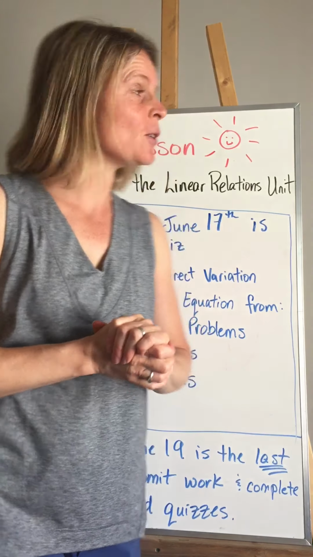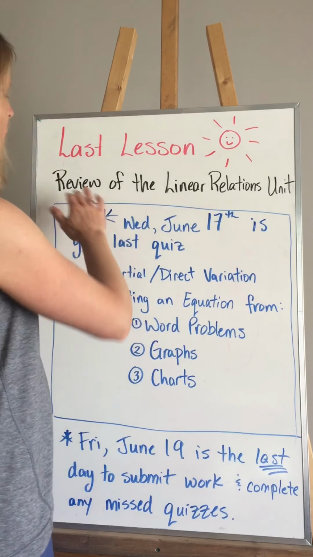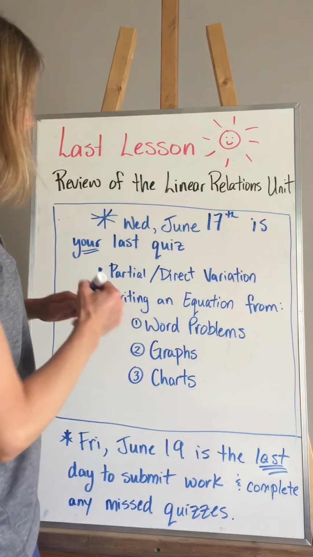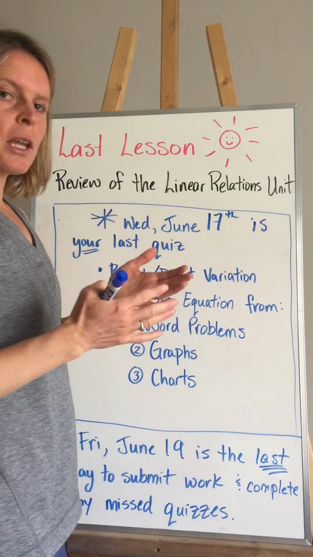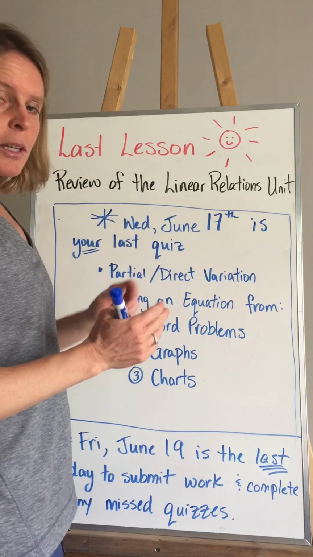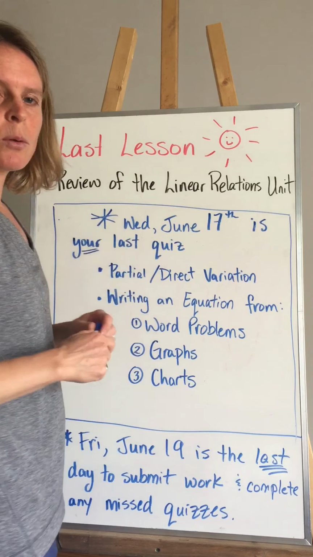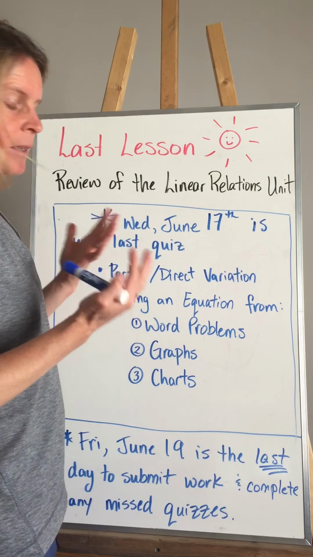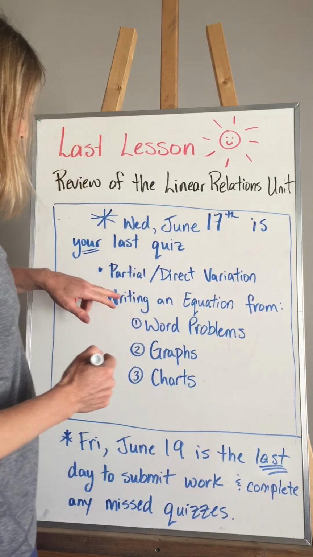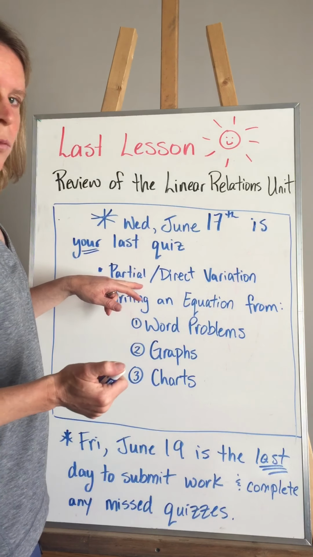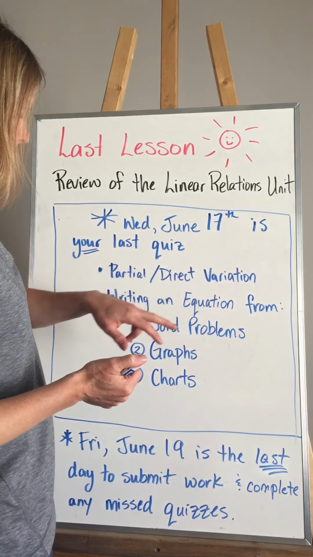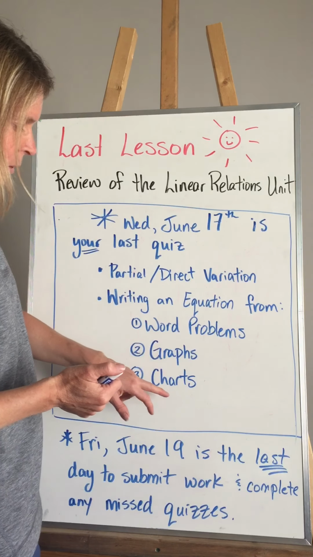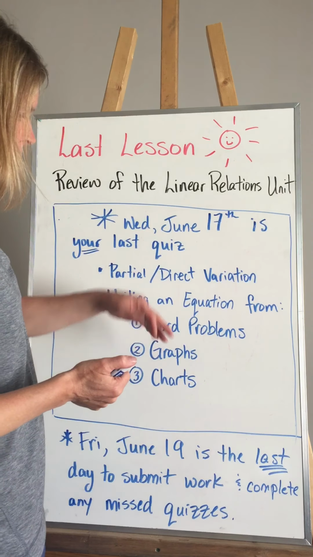So, this is what we're going to do for our last lesson. We're going to review the linear relations unit. Today you've got Monday, Tuesday to do your last lesson, which is basically a review. And then on Wednesday will be a quiz. This will be the last quiz, and that will be it for the course. What the quiz will cover, and what I'll go over today, is partial and direct variation, and writing equations from word problems, graphs, charts. Those are the three that we covered in terms of writing equations.